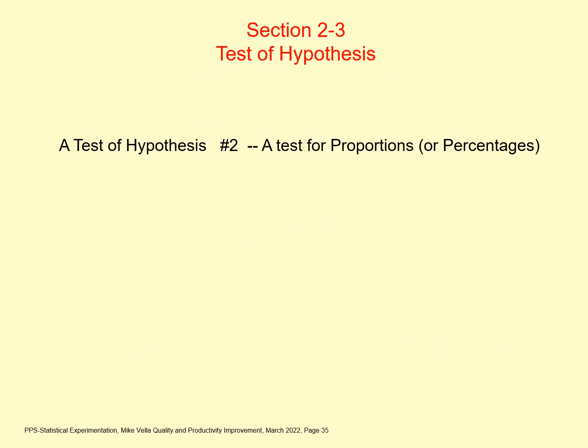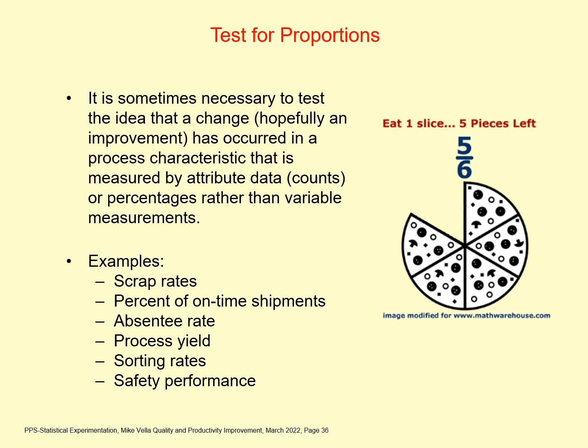So we've talked about testing for means. How about testing for proportions or percentages? It is sometimes necessary to test the idea that a change has occurred in a process characteristic that is measured by attribute data, counts, or percentages rather than in variable measurements. For example, scrap rates percentages, percent on time shipments, absentee rate percentage, process yield percentage, sorting rates, and so forth.